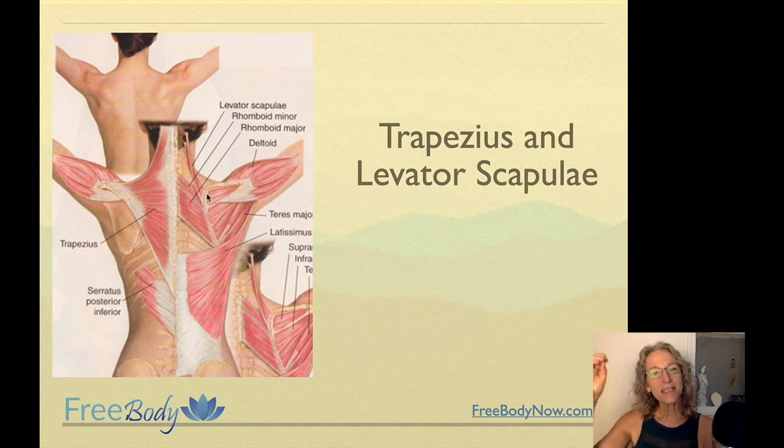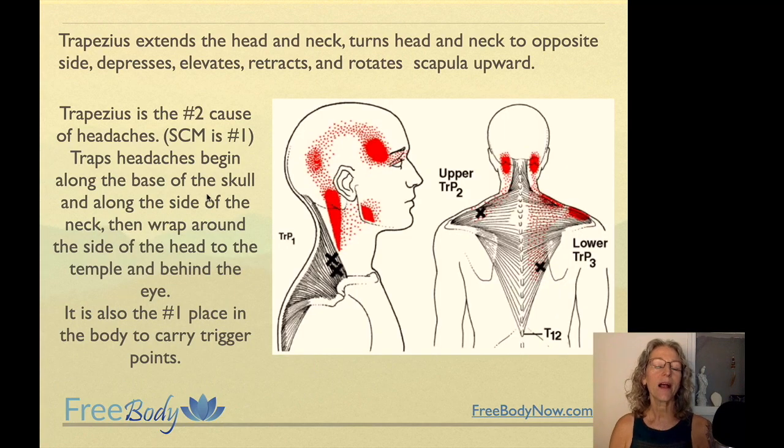But to work deeper, to work beneath the trapezius, you have to go through the trapezius. So you don't want to just start your work on levator scap. You've got to get through and soften the trapezius first, which is why I put these two muscles together. So let's get into a little bit more about our friend the trapezius.